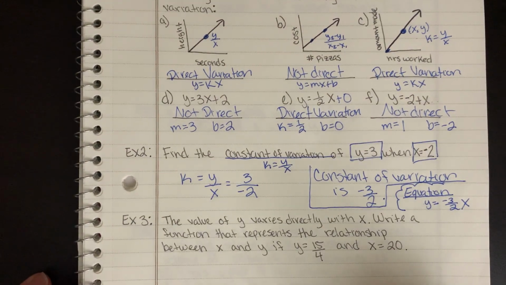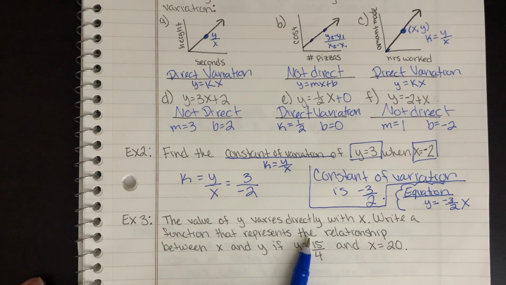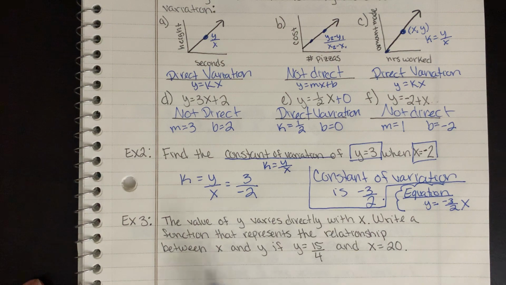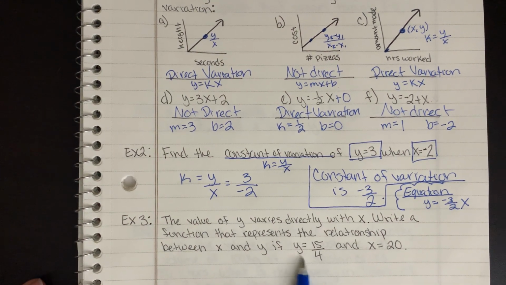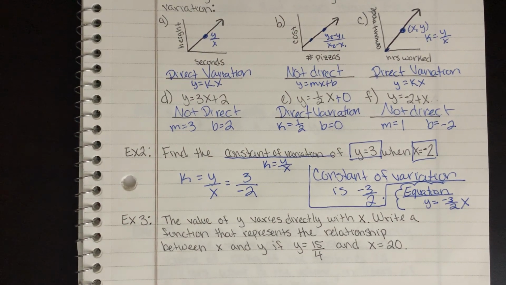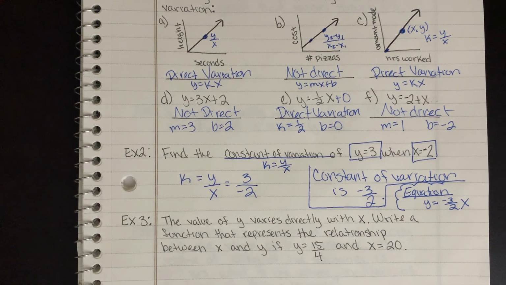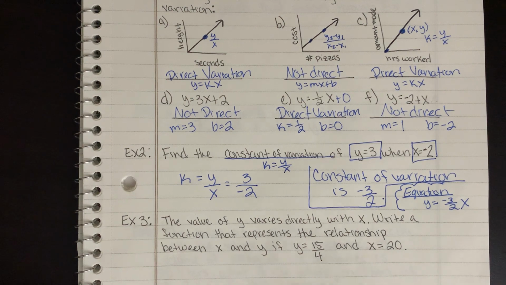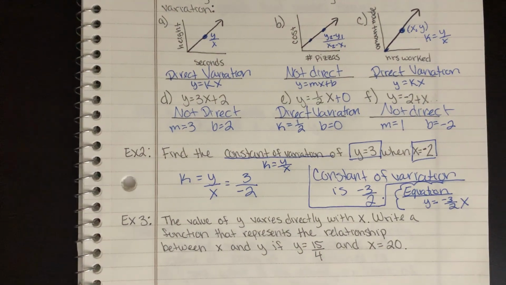Okay, example 3. The value of y varies directly with x. Write a function that represents the relationship between x and y if y equals 15 over 4 and x equals 20. Okay, so this is going to require some math. All right, so let's read it again.